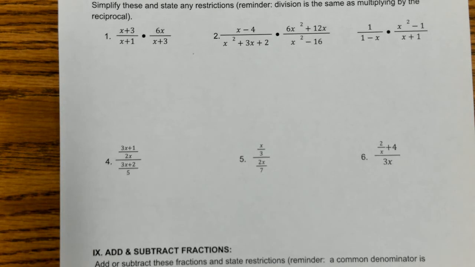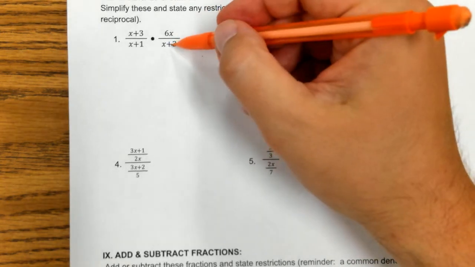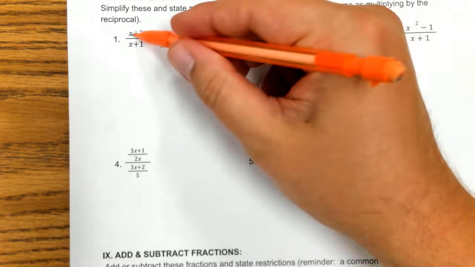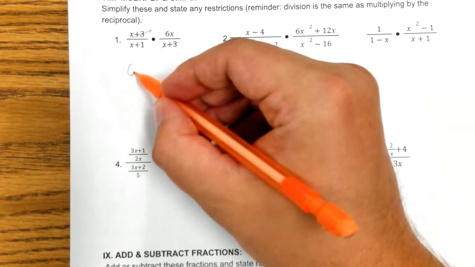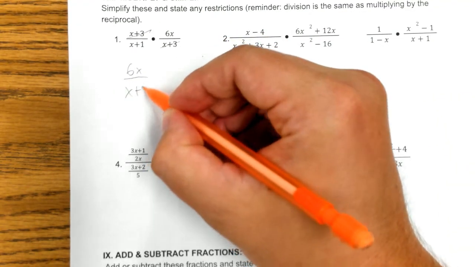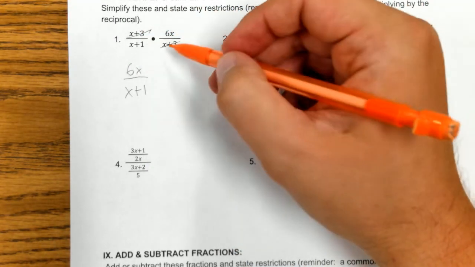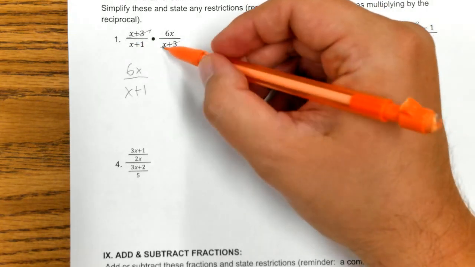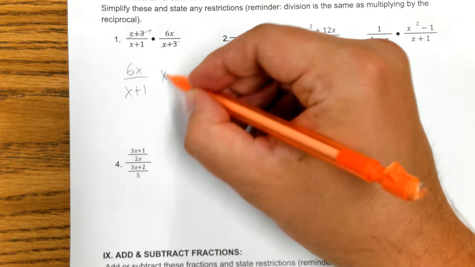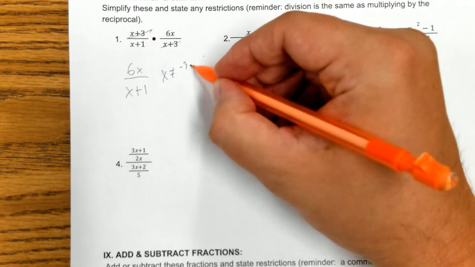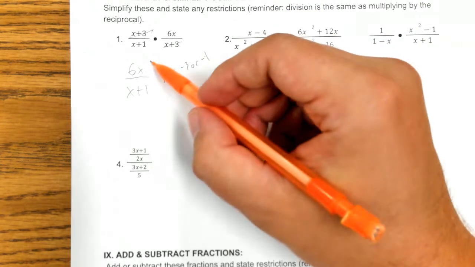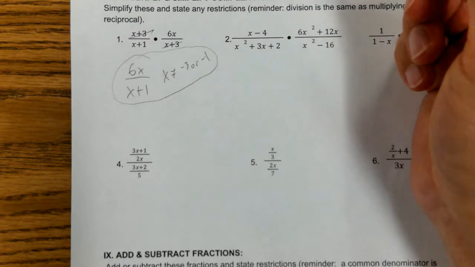Again, factoring is going to be really important for this, as well as stating any restrictions that we may have. Looking at the first problem, I already see it's set up nicely for us, where we could cancel out those x plus 3's, and you're simply left with 6x over x plus 1. Because whenever you're multiplying fractions, you just multiply the top, multiply the bottom. The one thing we will say is we've got to state our restrictions. So x could not equal negative 3, or x could not equal negative 1. Otherwise, that's it. You're done.